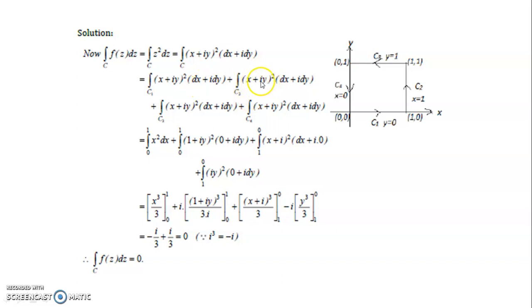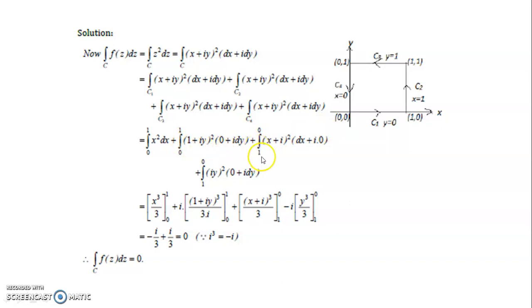So here x is 1 because it is the point 1, 1, and it moves up, so that is y from 0 to 1. That's why x is 1 here, and dx is 0, sorry, dx is 0 and dy is kept as it is because we are moving along the vertical line. So that is 0 to 1 for the y limits there.